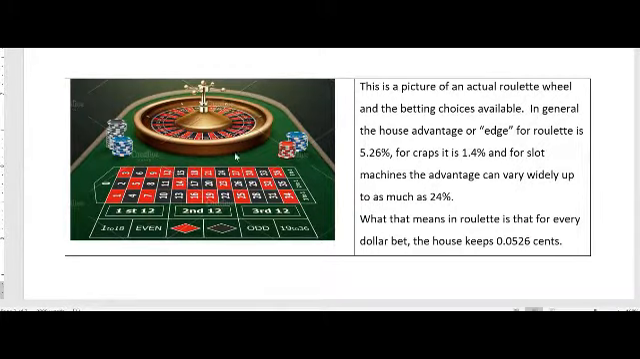This is a picture of an actual roulette wheel and the betting choices that are available when you bet. In general, the house advantage or house edge for roulette is 5.26%. For craps, it's 1.4%. For slot machines, the advantage can vary widely from 2% up to 24%, really. So what does it mean when that house edge is 5.26%? What it means in roulette is that for every dollar bet, the house keeps a little over 5 cents. We can say it's 5%, and they keep 5 cents out of every dollar.